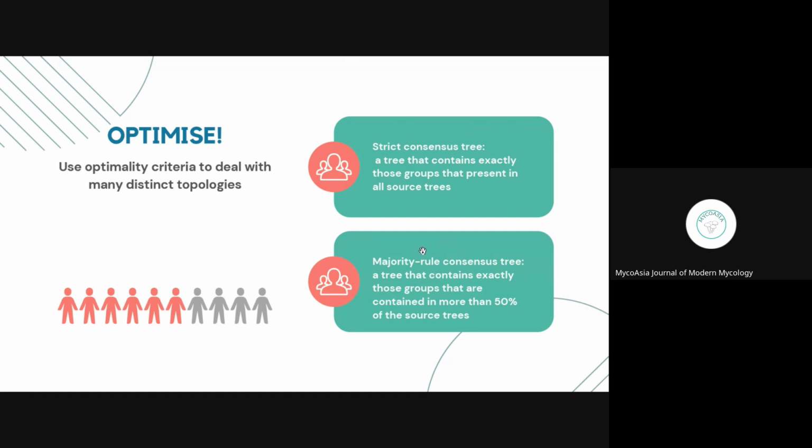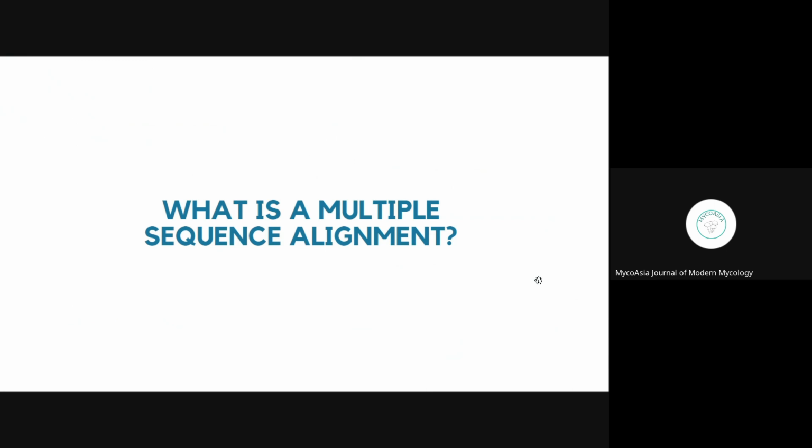In another kind of tree, the majority rule consensus tree, with that kind of averaging you would get a tree that contains exactly those groups that are contained in more than 50% of the source trees.